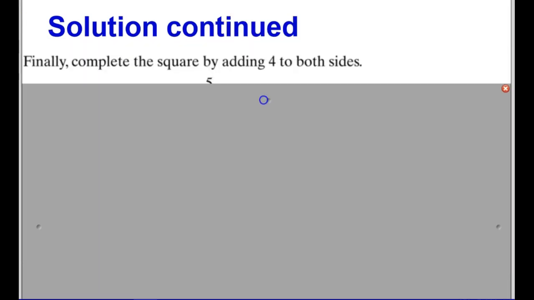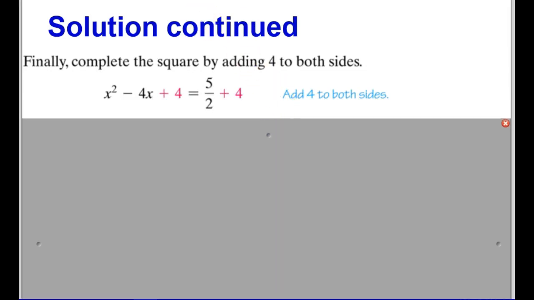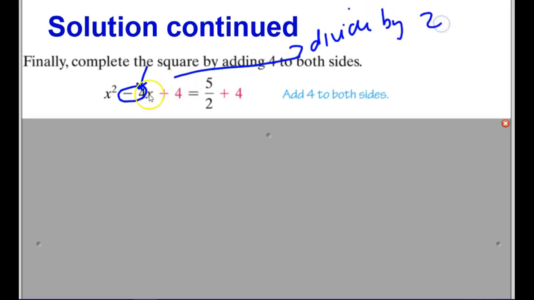So the next thing I do is I'm going to start working on completing the square now. So I'm going to add 4 to both sides. And where I get 4 is I take this middle term, this b, right? And in this case it's negative 4. And I divide that by 2. So when I divide a negative 4 by 2, I end up with a negative 2.